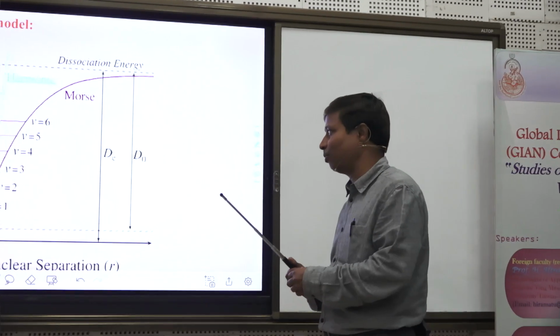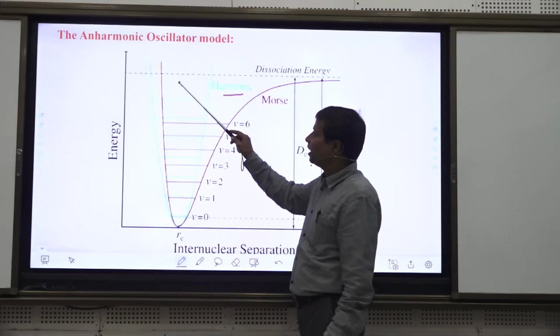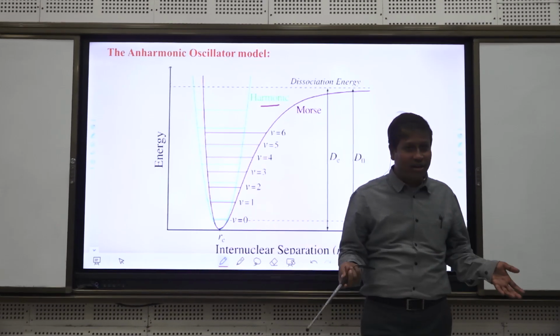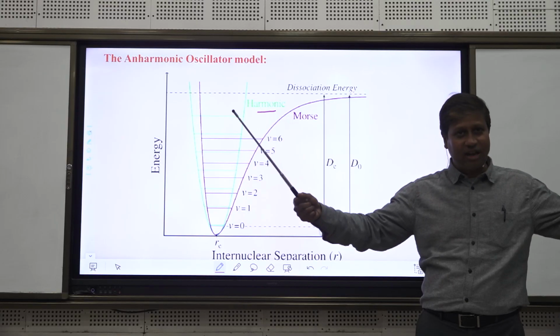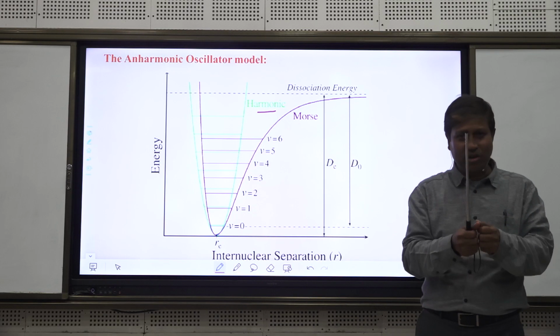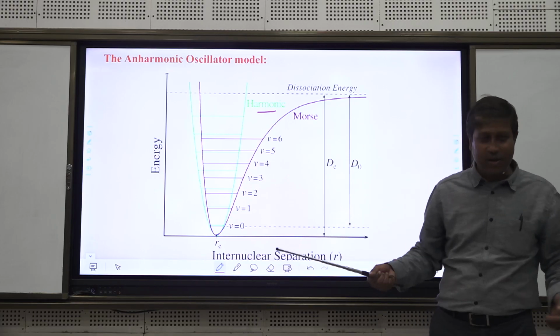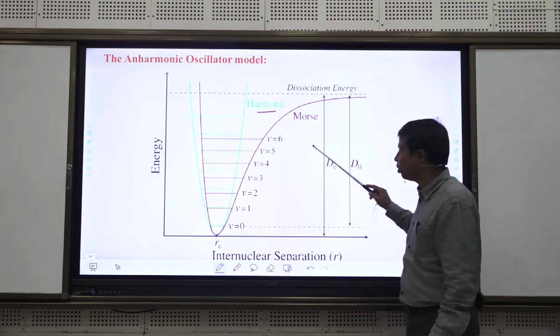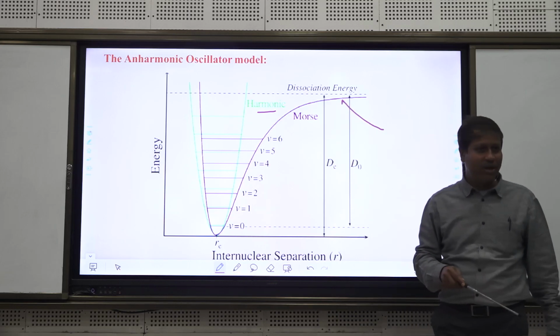So where was the problem? The problem was that in the harmonic oscillator, there is no bond breaking aspect. It means you stretch it, nothing happens. Compress it, nothing happens. But it is true that once you stretch above a limit, the bond should break. This bond breaking fact is now included, and it is included by the Morse potential.